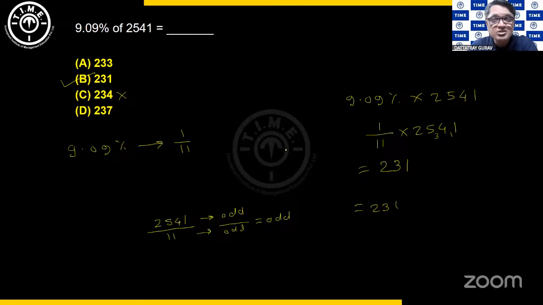It might be possible in an exam that, out of 4 options, 3 options are even numbers and only 1 option is an odd number. That will be my answer then. But at the same time, you can apply this logic also: an odd number divided by an odd number, the answer is an odd number. In the exam, one option may be odd and the remaining 3 even, so we can directly mark the odd option as the answer. So let's take the next question now.